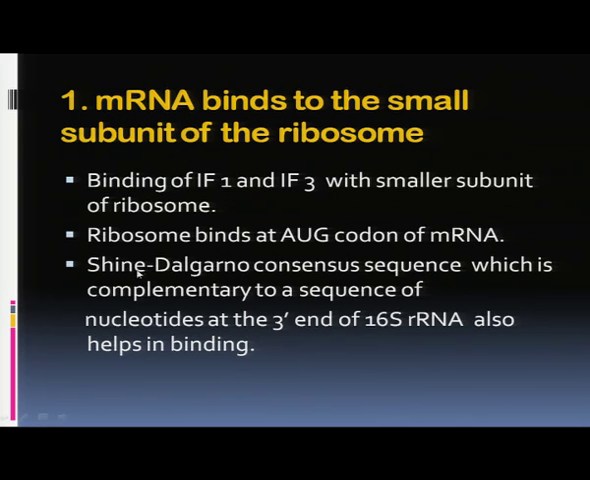And after that, the Shine-Dalgarno consensus sequence, which is there in the messenger RNA, is complementary to a sequence of nucleotides at the 3' end of 16S ribosomal RNA, which also helps in the binding of the ribosome with the messenger RNA. So, these are the different steps of how messenger RNA binds to a small subunit of the ribosome.